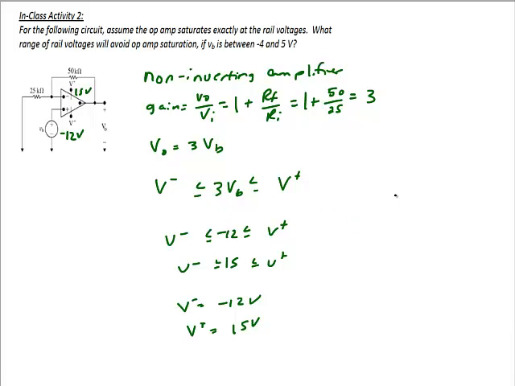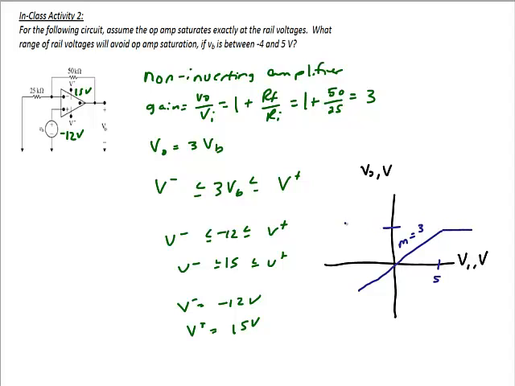Okay, so now let's draw the input and output graph for this op amp. I'm going to put the input voltage on the horizontal axis, the output voltage on the vertical axis. Now it's a non-inverting amplifier, so it should have a positive slope, and that slope should be equal to 3. When the input reaches 5 volts, the op amp should positively saturate at 15. And when the input reaches -4, it should saturate at -12.